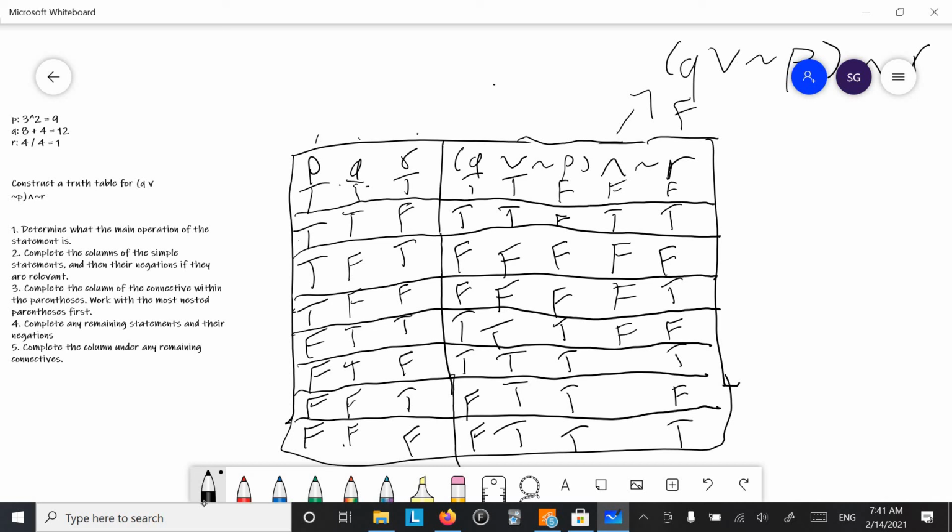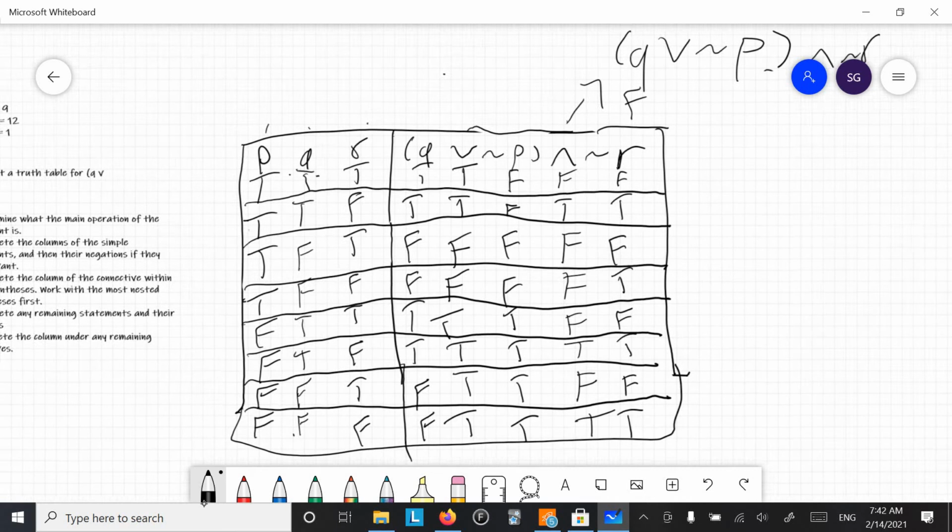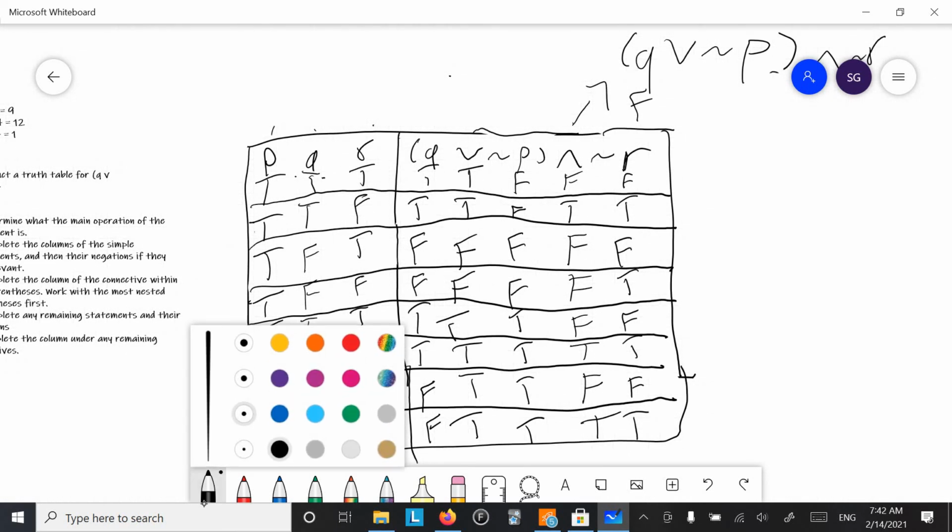One is true, the other is true, it's true. One is true, one is false, it's false. Both are true, it's true. And that's how we do a table with 3 statements.